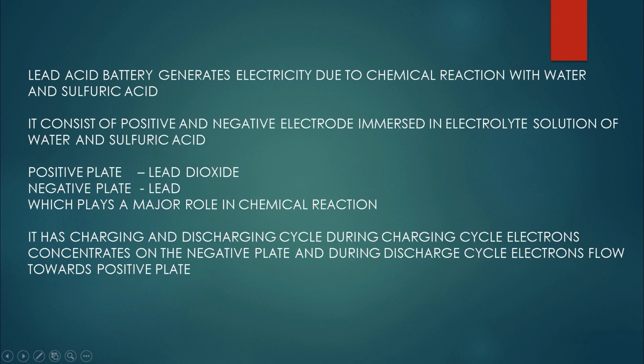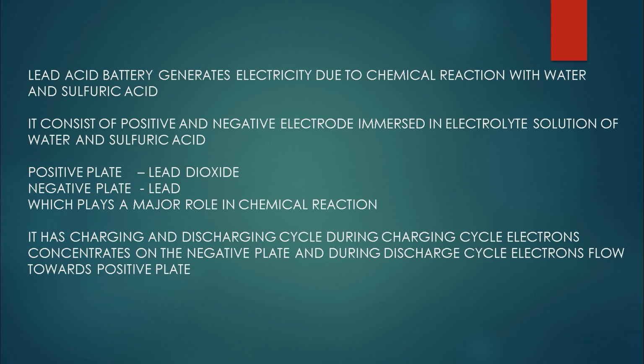So the lead acid battery normally generates electricity due to a chemical reaction with the electrolyte solution. It consists of two electrodes, known as the positive and negative electrode, which are immersed in this electrolyte solution. The positive plate will be lead dioxide and the negative plate will be lead. These two play a major role in the chemical reaction.